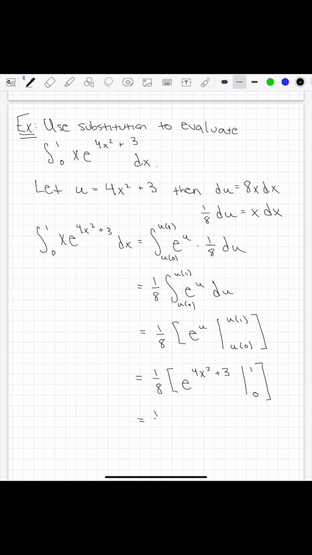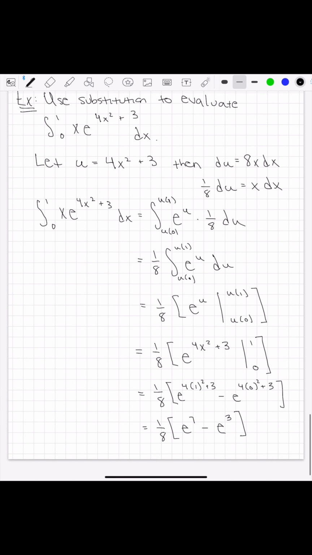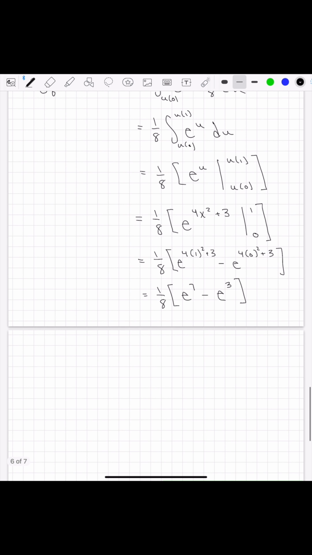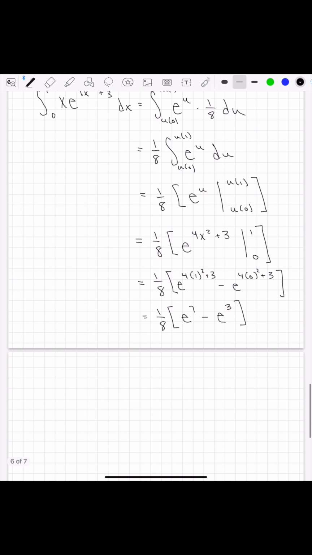So this becomes 1/8. And then I have e to the 4 times 1 squared plus 3 minus e to the 4 times 0 squared plus 3. Right, so that's 1/8, and then this becomes 1 squared is 1 times 4 is 4 plus 3 is 7, e to the 7 minus e, and then 0 squared is 0 times 4 is 0 plus 3 is 3. Okay, and that is, right, our final answer.